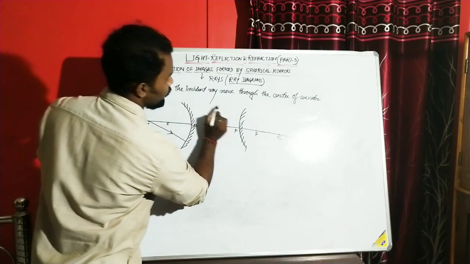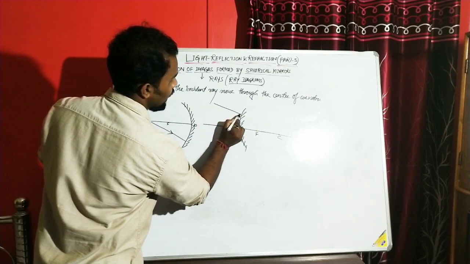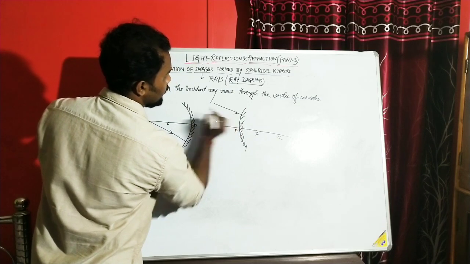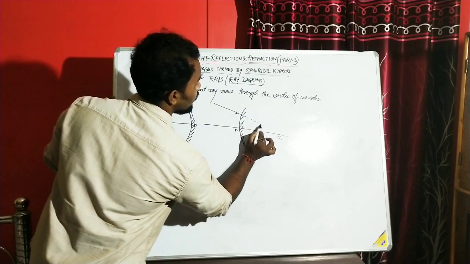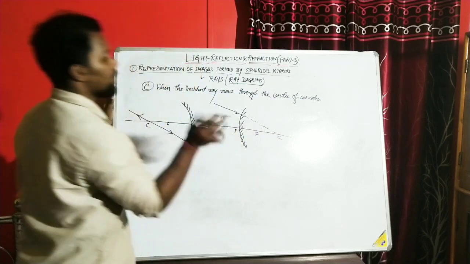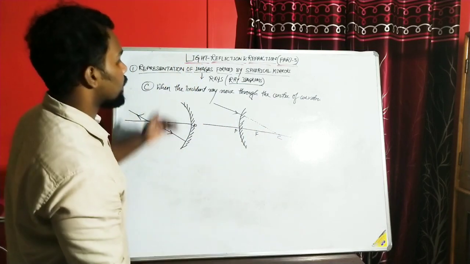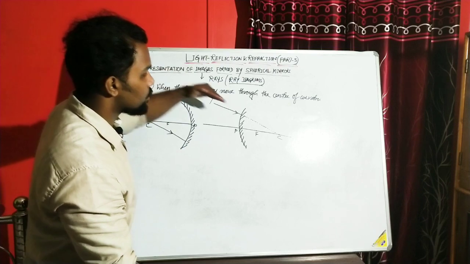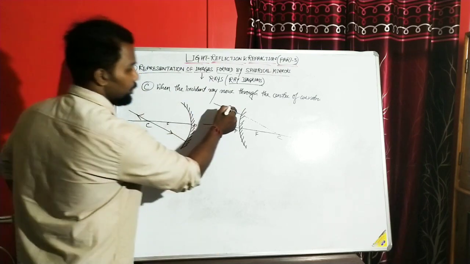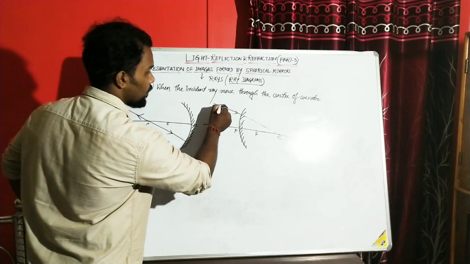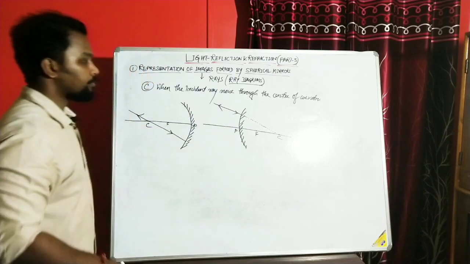So what will you do? We will draw a line like that. This is the incident ray. Now we will extend the ray by dotted lines like that. That means it looks like that ray is directed towards the center. Similar case will happen: if this is the incident line, the reflected ray will be in the same line.